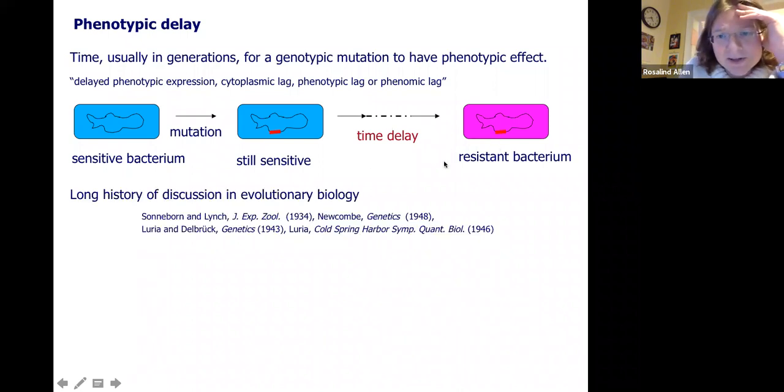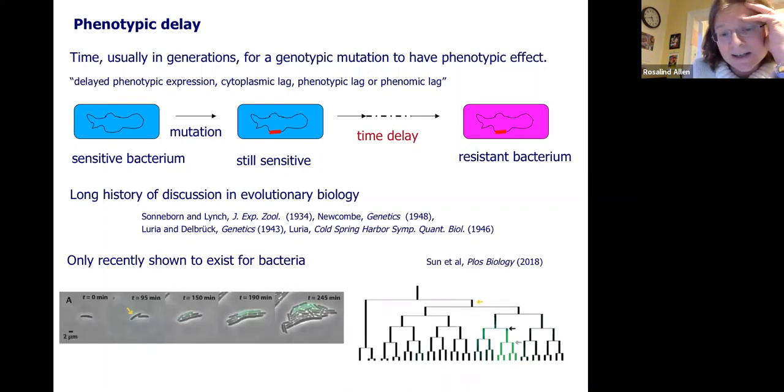And this is not a new concept. We didn't think of it ourselves. There's actually a very long history of discussion of this concept in evolutionary biology, and it has all kinds of different names. So it's also called delayed phenotypic expression, cytoplasmic lag, phenotypic lag, phenomic lag, and it's pretty much been discussed, well, even from before the seminal paper of Luria and Delbrück in 1943. So it's not a new concept, but the fact that it exists for bacteria is new knowledge.